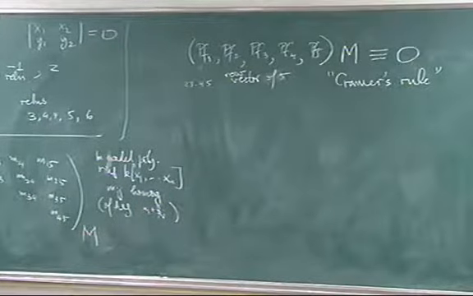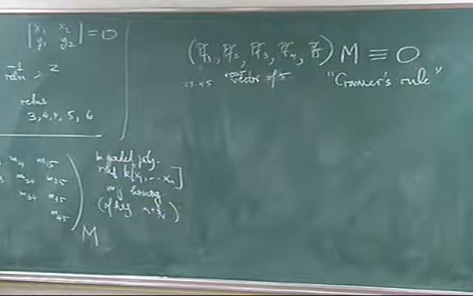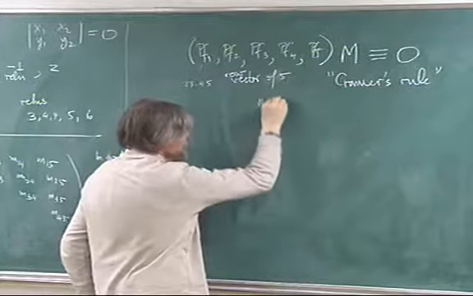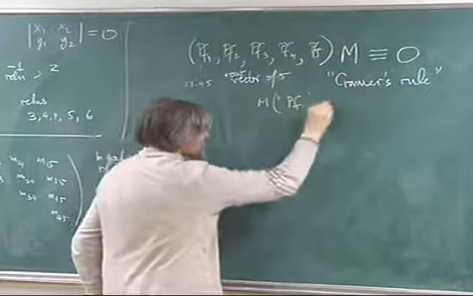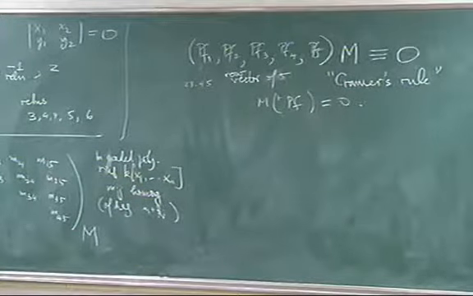So I've got this 5 by 5 matrix. It's a skew-symmetric matrix, and the rank of a skew-symmetric matrix is always even. So this is 5. It can't possibly have rank 5. The most it can have is rank 4, so it has a kernel. What is its kernel? Well, I've just told you this is the co-kernel. Also, M times the transpose of this Pfaffian is 0.